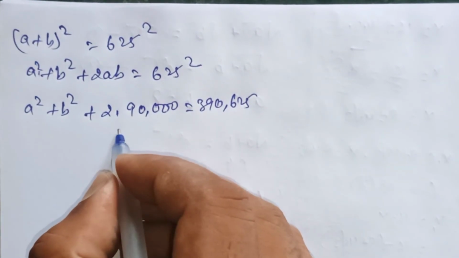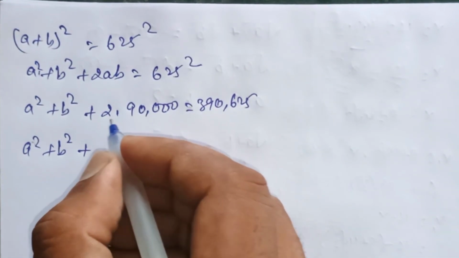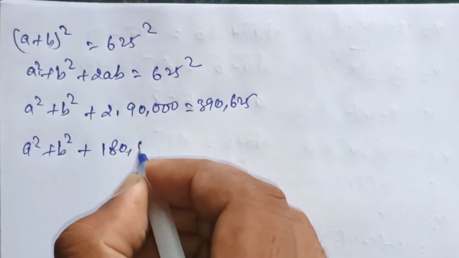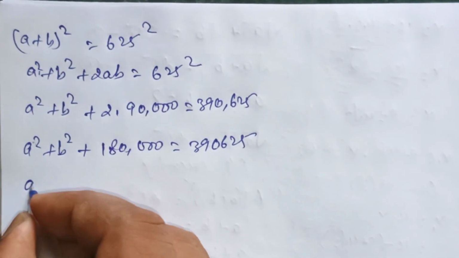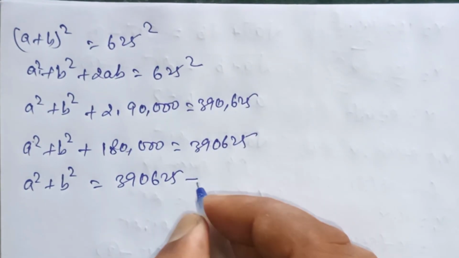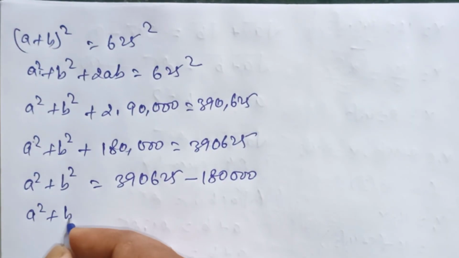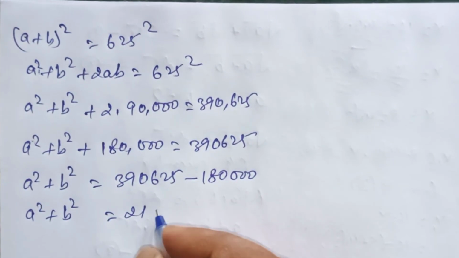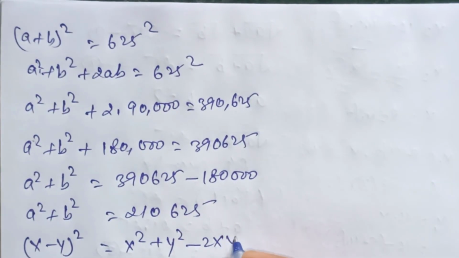625 square is 390,625. So a square plus b square plus 90,000 into 2, that is 180,000, is equal to 390,625. Therefore a square plus b square is equal to 390,625 minus 180,000, which is 210,625.